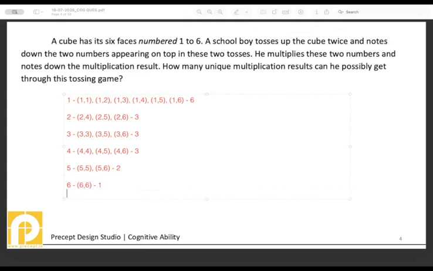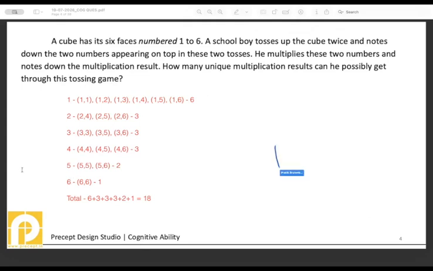So one possibility. So total number of possibilities will be 6 plus 3 plus 3 plus 3 plus 2 plus 1. Okay, that adds up to a total of 18 possibilities, which is the right answer. The correct answer here, therefore, is 18. We'll move to the next one then.